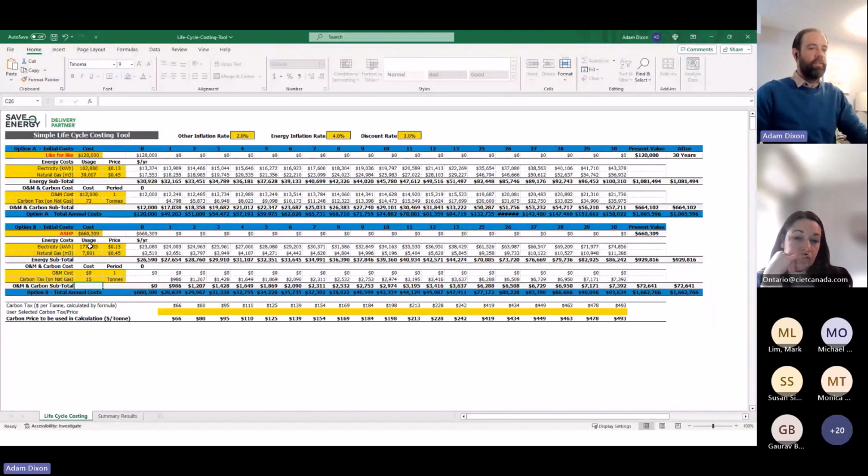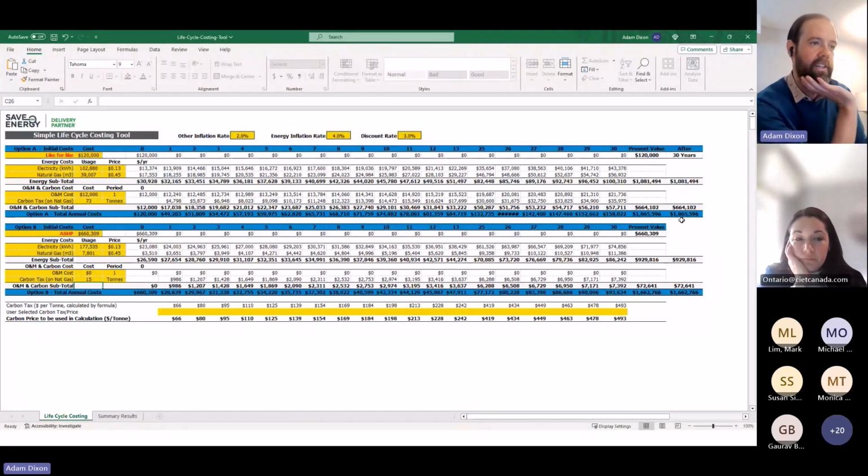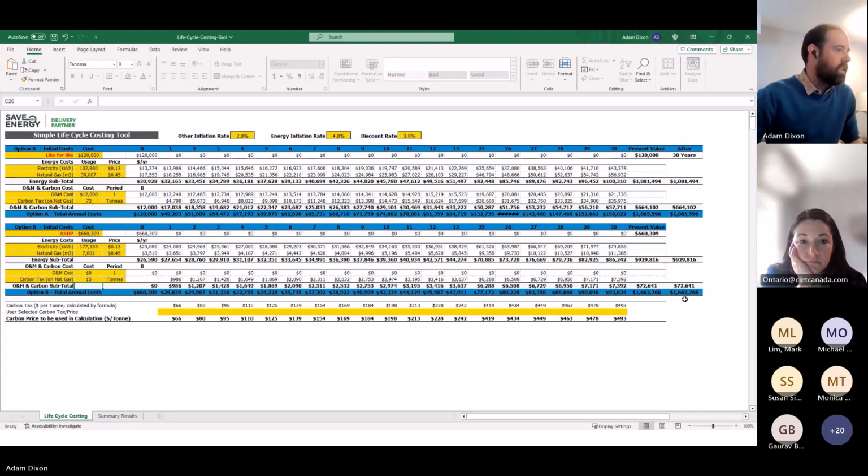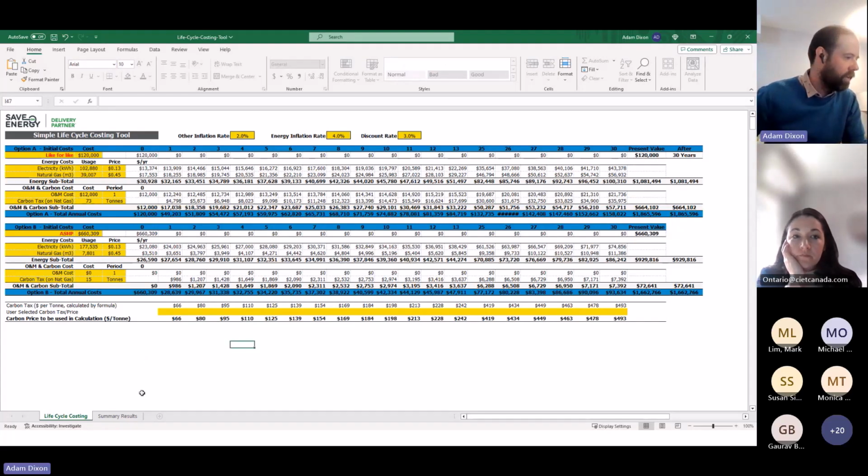So we can see after 30 years, our present value on the first project here is $1.8 million. And our second project here is at $1.6 million. So after 30 years, this more expensive project, by 3 or 4 times, is actually cheaper. We can see that a bit graphically on the next page. Once you've put in all those numbers, you can go on to our summary of results.